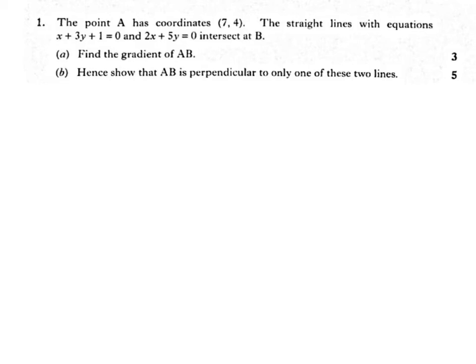Section 14, question 2. The point A has coordinates (7, 4). The straight lines with equation x + 3y + 1 = 0 and 2x + 5y = 0 intersect at B. Find the gradient of AB. To find the gradient of AB, we need the point A and the point B. We've got the point A. We don't have the point B yet, but we can get it since it's the point of intersection between these two straight lines, and that's simultaneous equations.